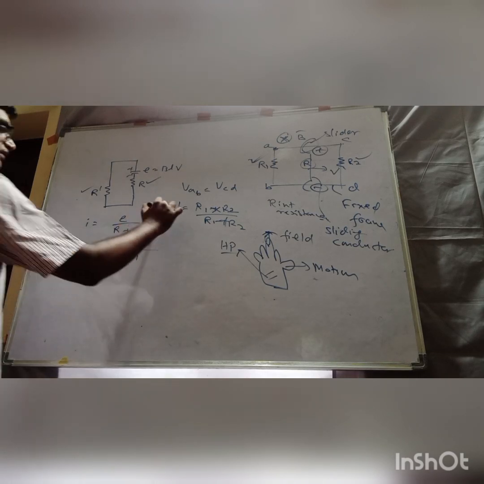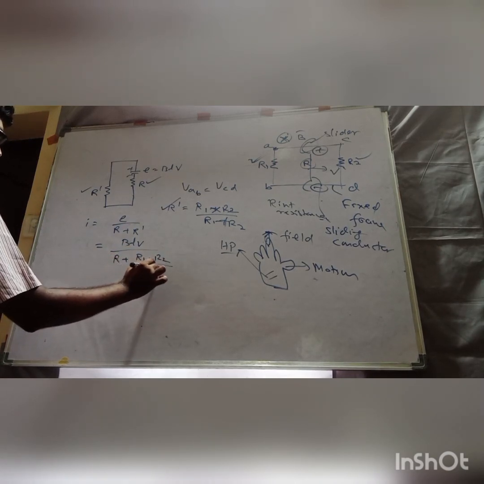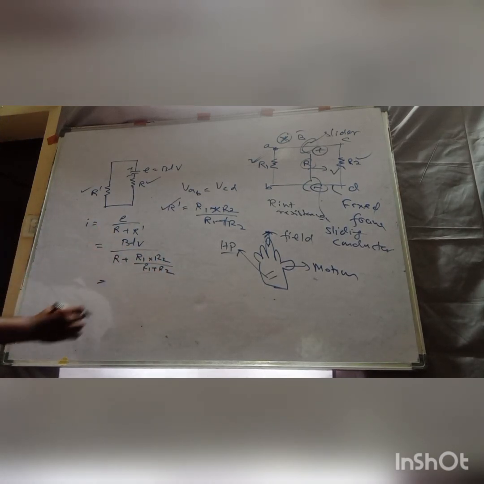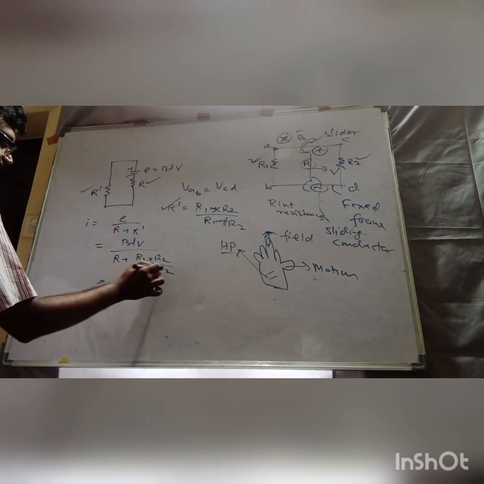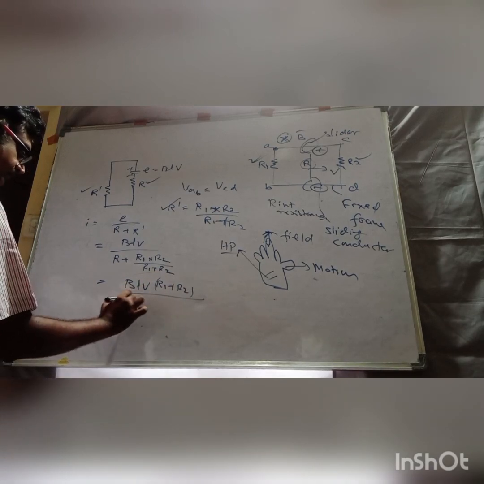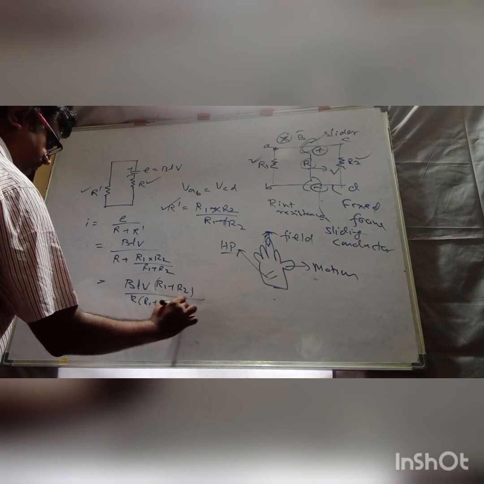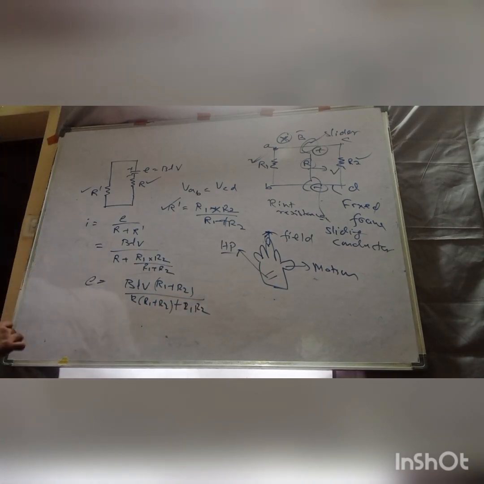R dash we have calculated here. It is R1 into R2 divided by R1 plus R2. If you simplify this, BLV, this will go to the numerator, R1 plus R2 divided by R into R1 plus R2, I am just taking the LCM now, plus R1 R2. This is the induced EMF in the circuit. This is the current in the circuit now.